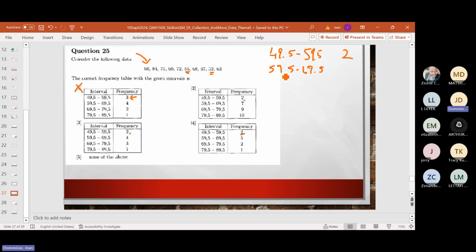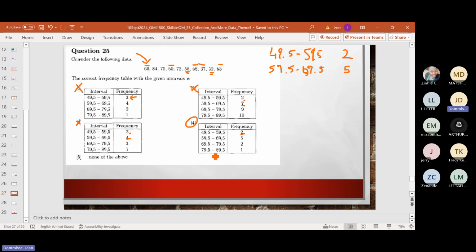So 59.5 to 69.5. Let's look at it: there's 1, 2, 3, 4, 5. So there's 5 of them. That one was already taken out. That's not right. That's also not right. So I'm left with option 4.